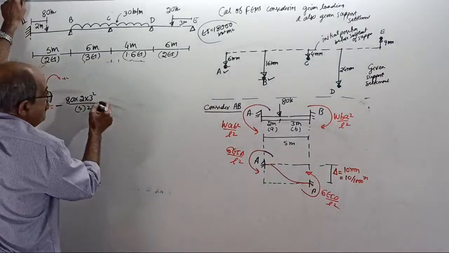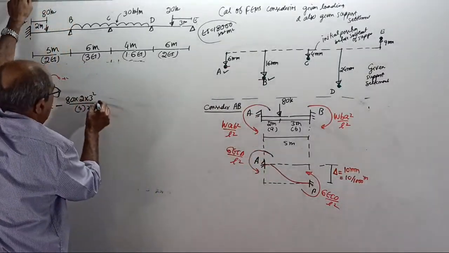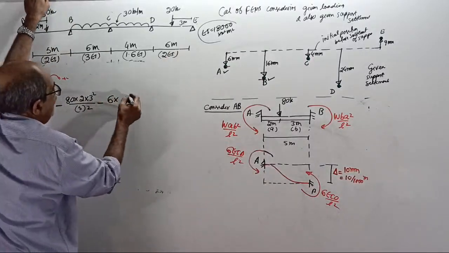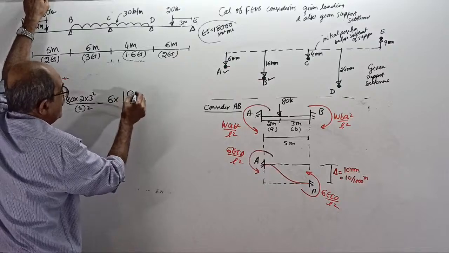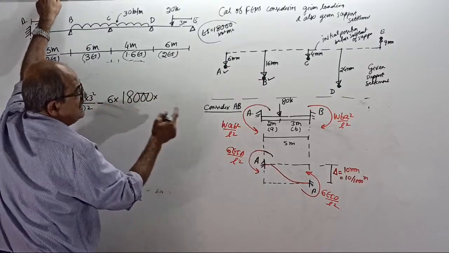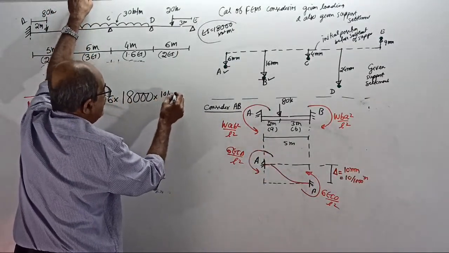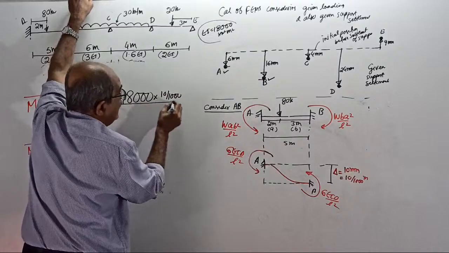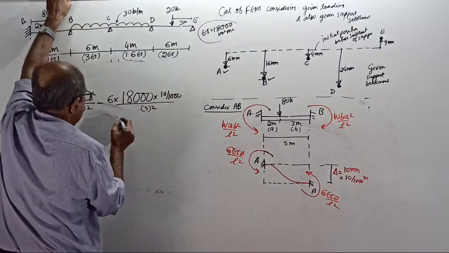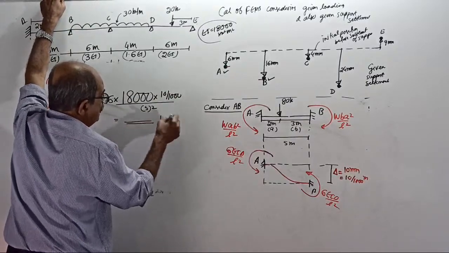Therefore, see, this is anti-clockwise. Once again anti-clockwise. Again minus 6 into how much EI? EI is 18,000. 6 into 18,000 into delta. Delta is 10 by 1,000 divided by L square. How much square? 5 square. Anybody can tell the answer? M bar AB in kilonewton meter.